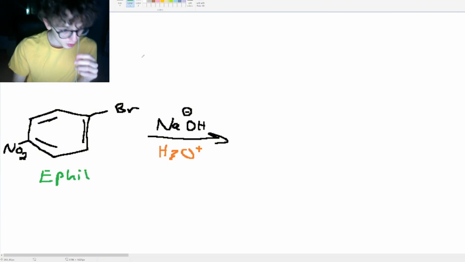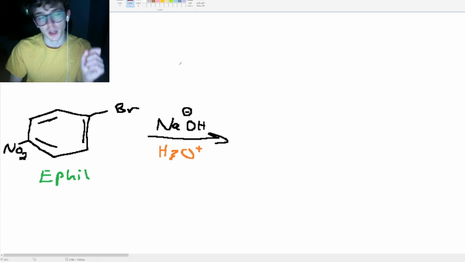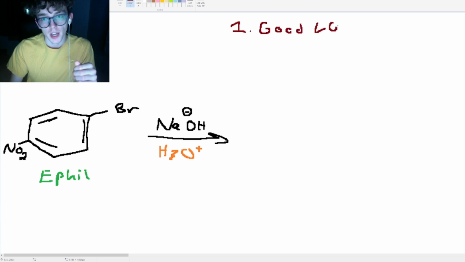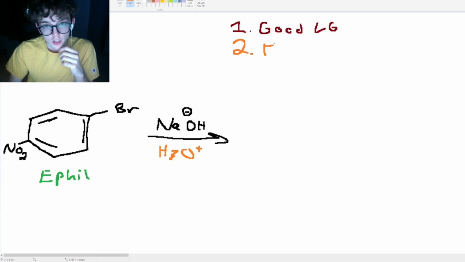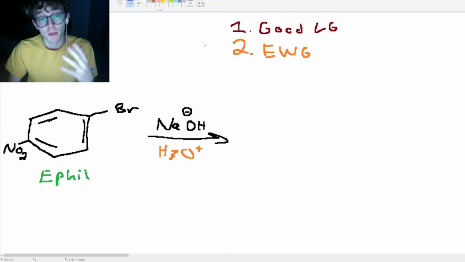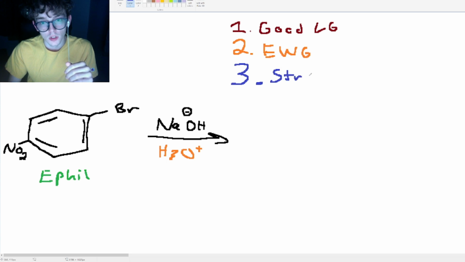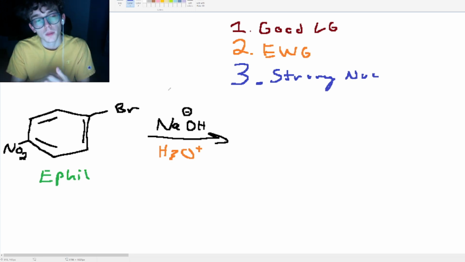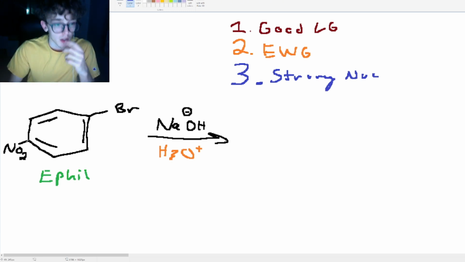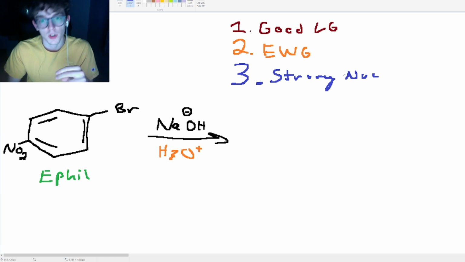Alrighty. So we have three requirements, and I'm going to color code this here. One, a good leaving group. You need a good leaving group for this reaction to occur. Two, good electron withdrawing groups on it. We'll see why that's important in a minute when we actually get into the mechanism. Three, you need a very strong nucleophile. Like I just said, we need a strong nucleophile, so the benzene ring can act as the electrophile.